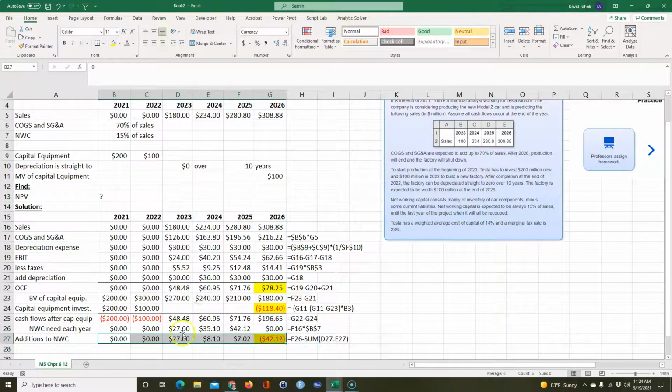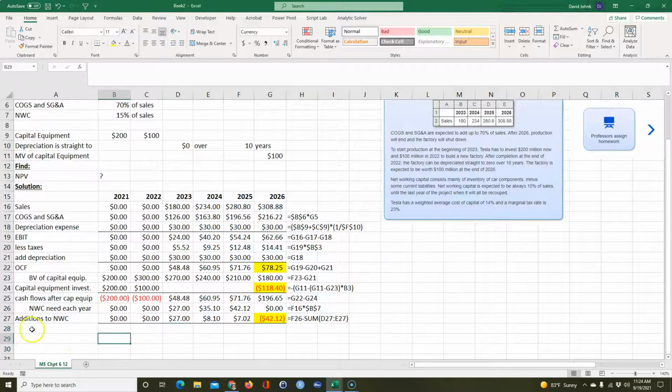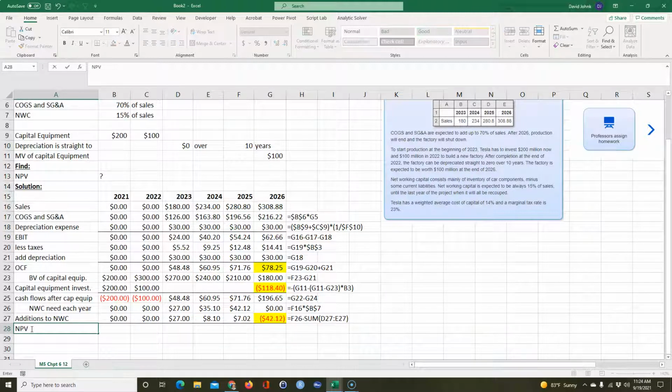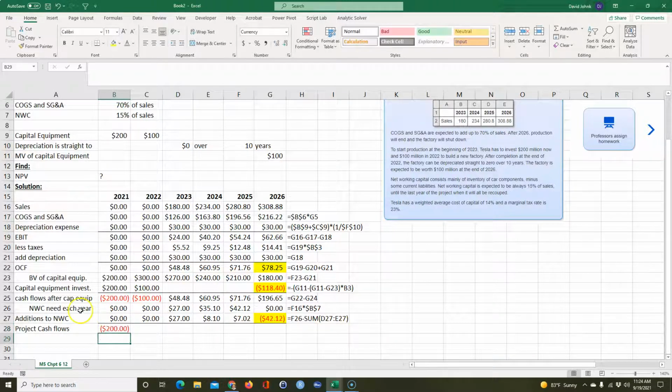All right. And then finally, we can calculate the net present value. Or not the net present value, we can calculate our project cash flows. And our project cash flows are going to be equal to this minus this, right? So we invested 200 million and we invested 100. That makes sense because nothing else really happened those first 2 years.